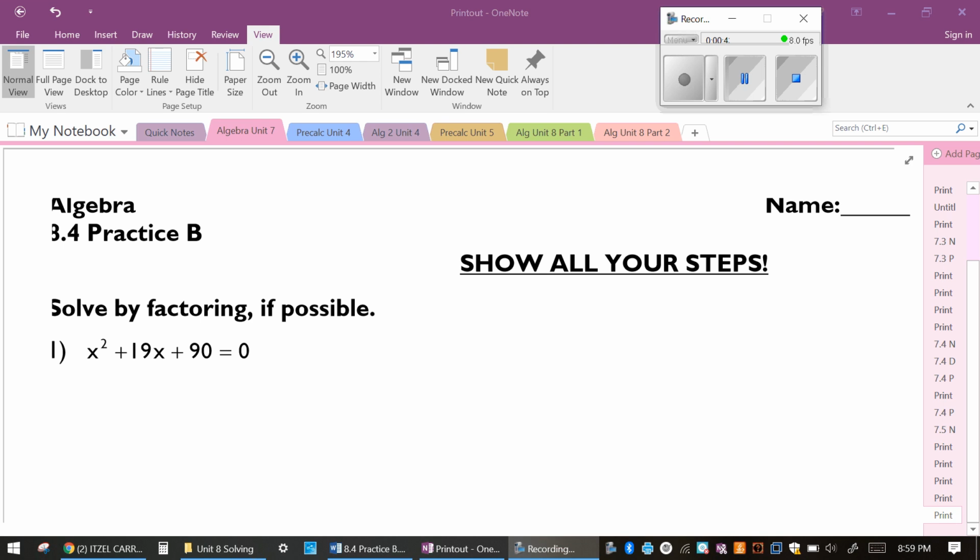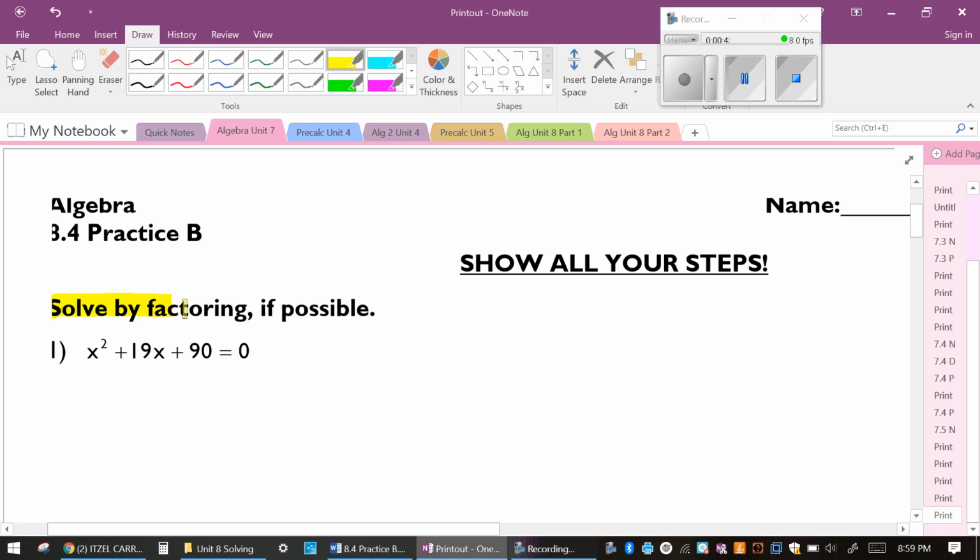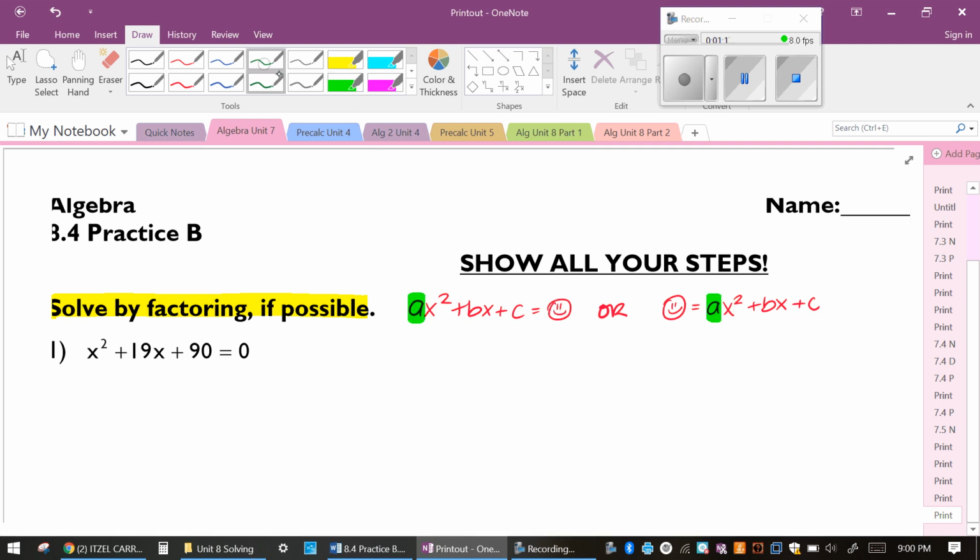Okay, the directions said, solve by factoring if possible. Remember that it is very important to make sure that all your terms are on one side of the equal sign and that on the other side you have a 0. The 0 could be on the right side or it could be on the left. The important thing is that your leading coefficient should be positive. So it's really important to always make sure that your quadratic term is positive.